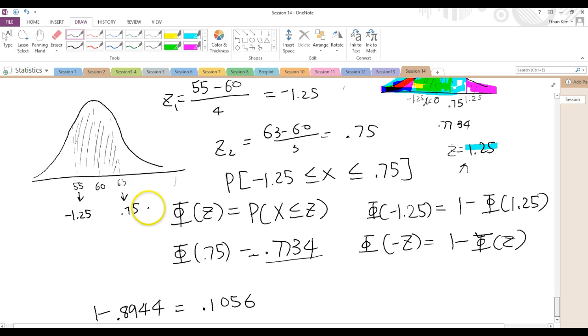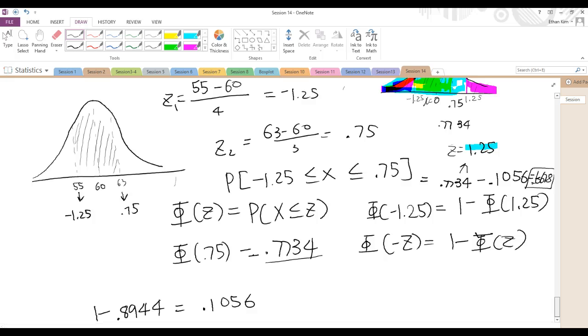So the area between these two, the probability of x lying in these two intervals is 0.7734 minus 0.1056, which is 0.6678. So this is the answer. So that's how you pretty much work with the normal variable.